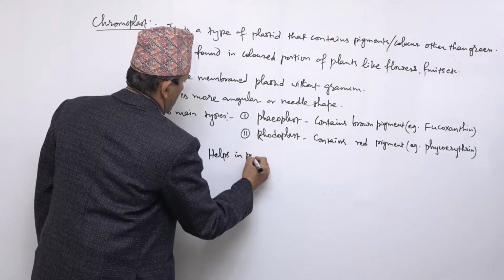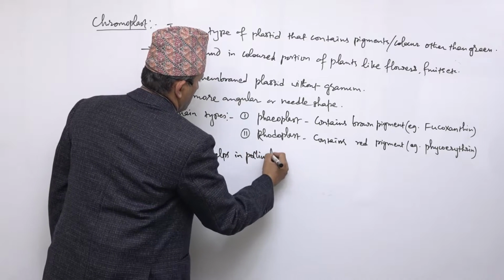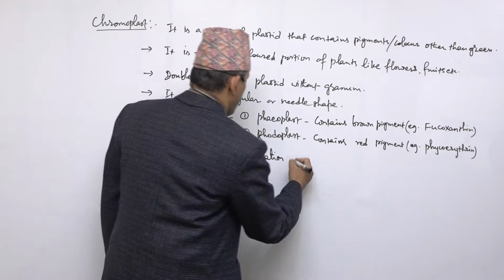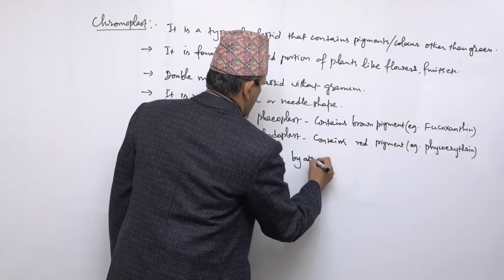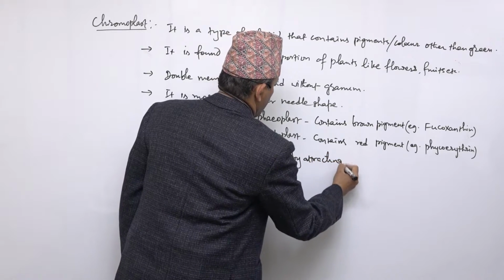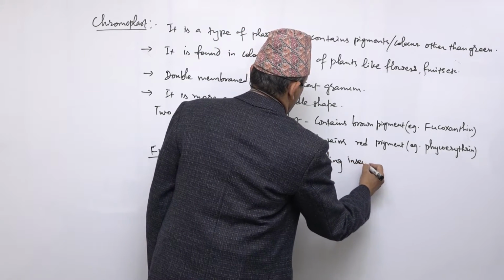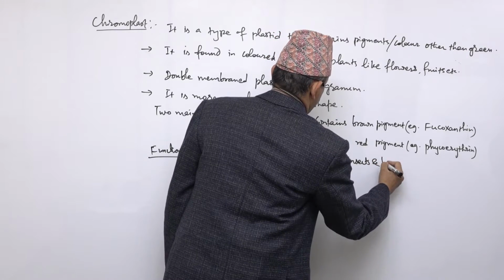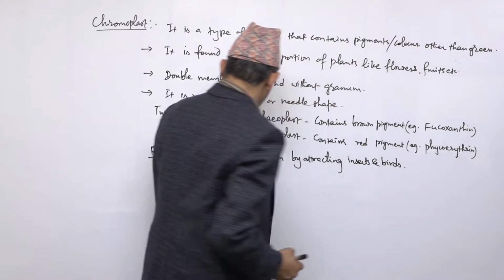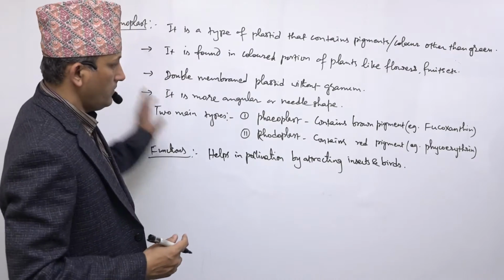Helps in pollination by attracting insects and birds. This is about the chromoplast.